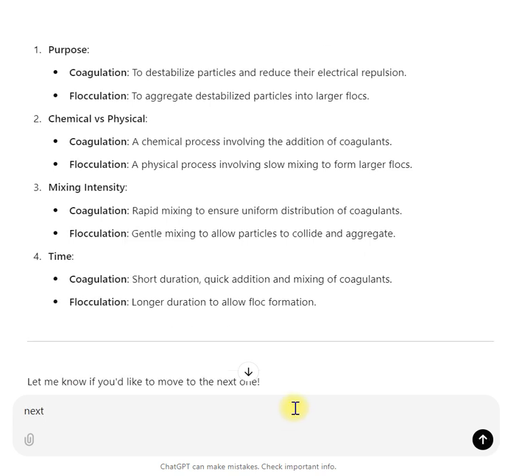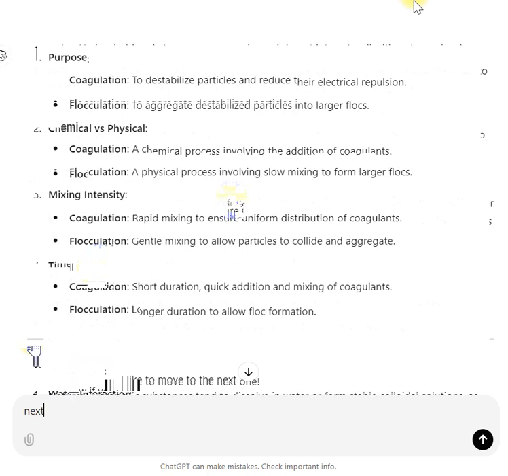Let me know if you'd like to move to the next one. Question: compare hydrophobic and hydrophilic constants.